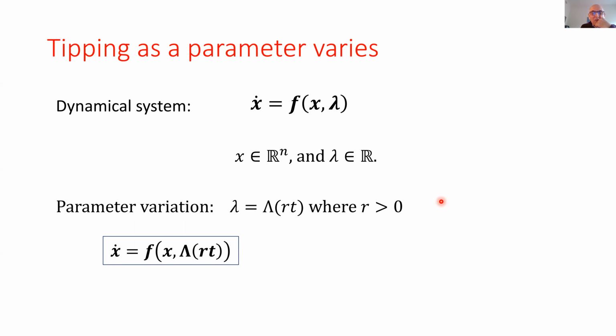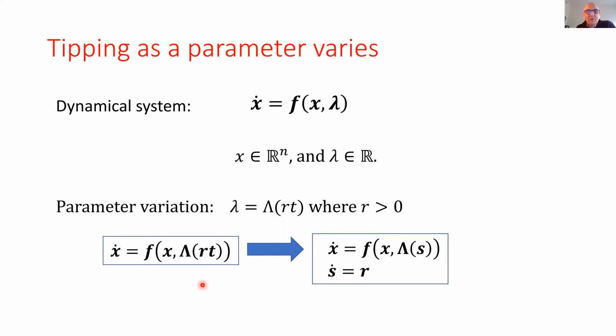So if we write that now as a dynamical system, it becomes a non-autonomous differential equation. x dot is f of x and lambda of rt. And we don't like non-autonomous differential equations. I think if you do applied dynamics, you perhaps learn that fairly early on. You don't really want to look at a non-autonomous equation, and your first instinct is to try to make it autonomous. So we do that by introducing a variable s, which is equal to rt.